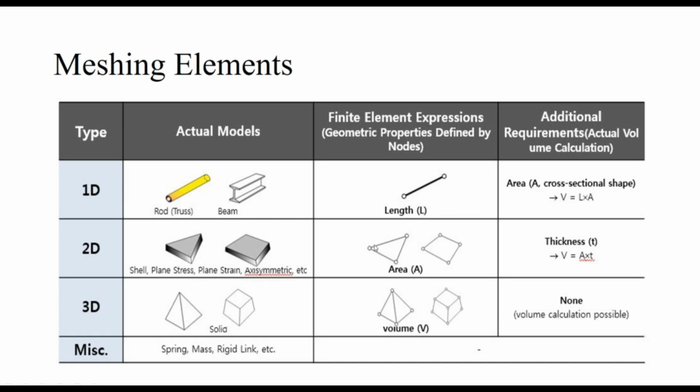Then see here, these points are the nodes, and the lines joining these 2 points are nothing but the elements. Coming to the 3D elements, we are going to have elements like this, and we need not give any additional input in order to solve these problems. Then there are other miscellaneous elements that can represent springs, mass, rigid links, etc.